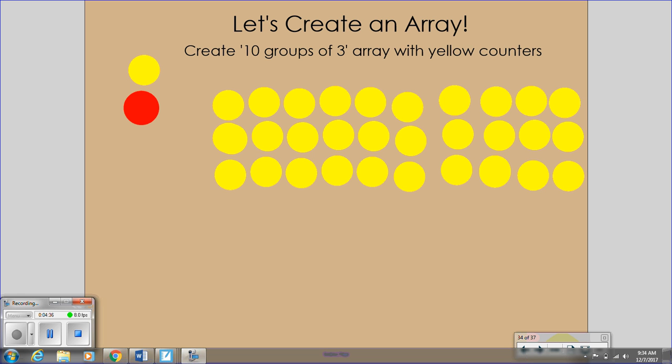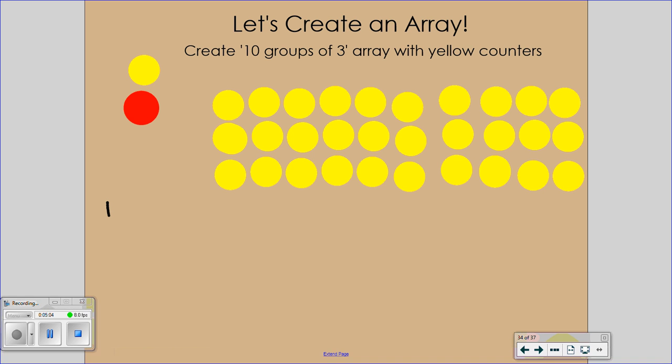What do I need to do? I want to take my 10 by 3 array, and instead of being a 10 by 3, I want it to be a 9 by 3. What am I going to do? Courtney, what am I going to do? One group of... So, for the 10, we can take one of that away. One of what? One group of what?